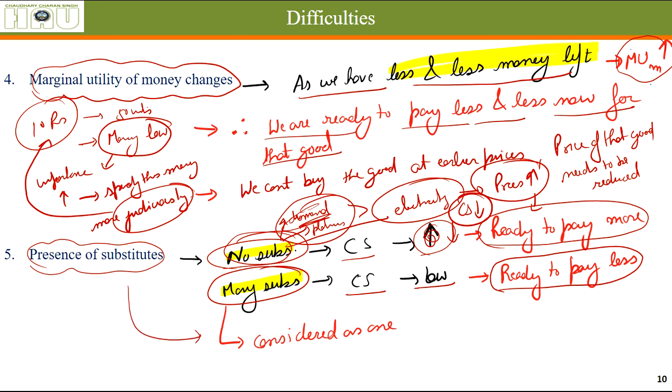For solving this kind of problem, for calculating consumer surplus for these kinds of goods, these substitutes are considered as one.